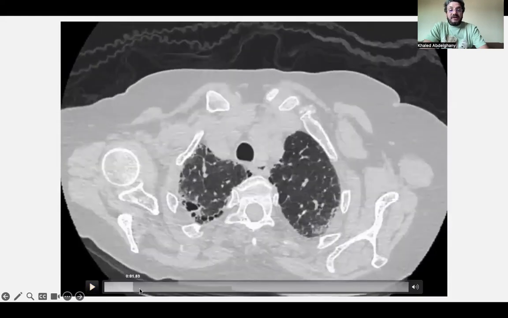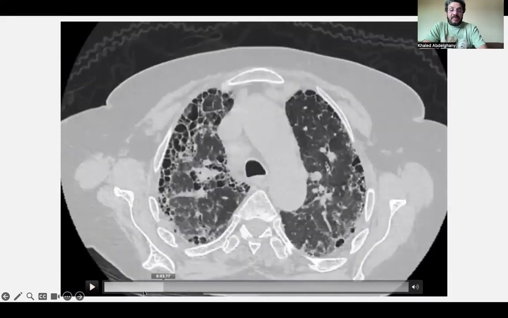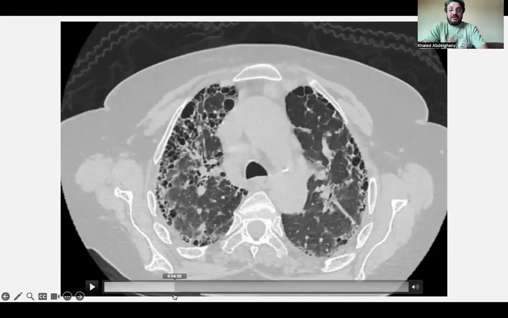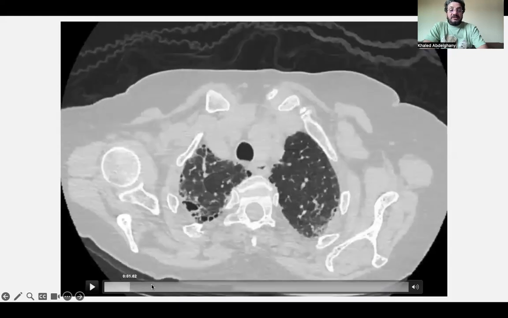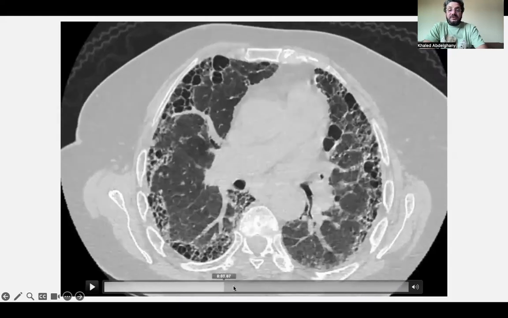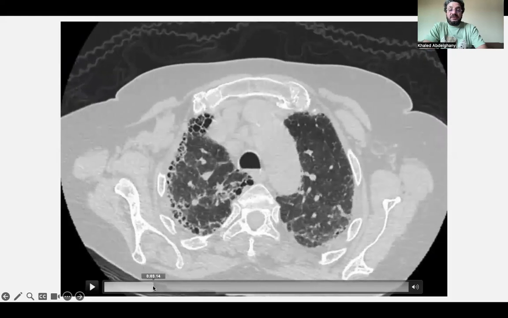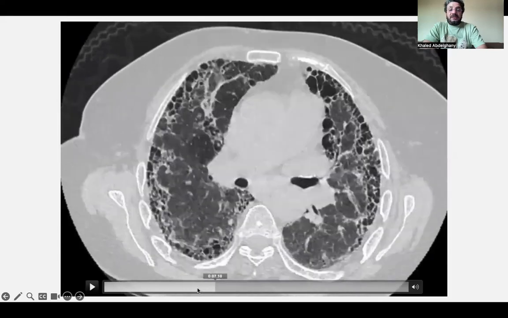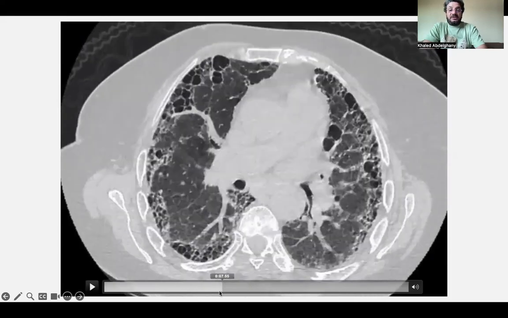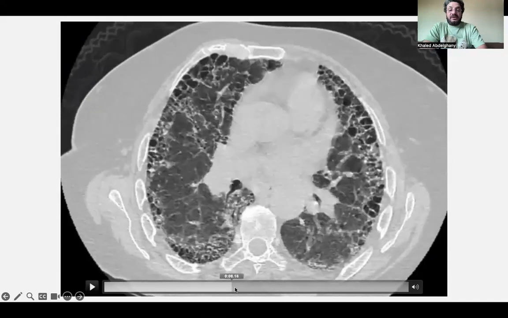Let's see if we have non-UIP features. Non-UIP features for alternative diagnosis are nodules, ground glass outside the fibrosis, or consolidation. Here, we don't have nodules. We don't have ground glass in the non-fibrotic regions. The fibrosis is confined to the areas of fibrosis and no consolidation.